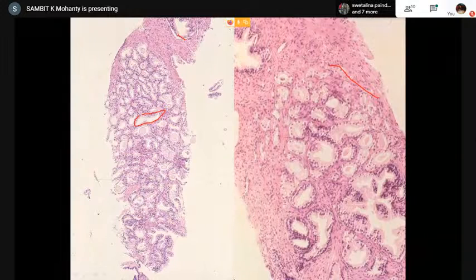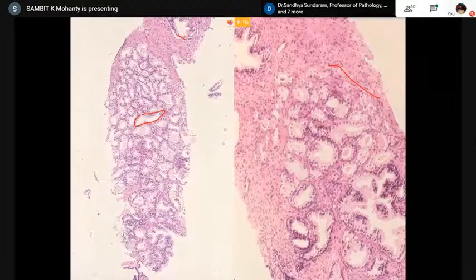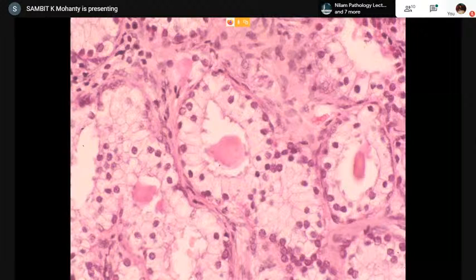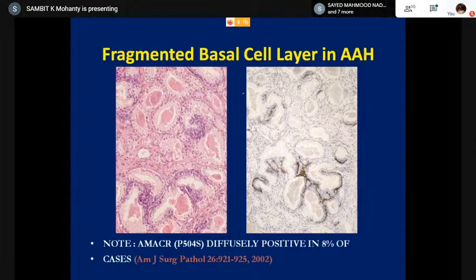The nuclear character of this gland and the nuclear character of these glands are different. And this is again adenosis: you see this clear cytoplasm, the nucleus is more hypochromatic, and you do not see nucleoli that frequently. And there is a layer of basal cells. Fragmented basal cells are seen in atypical adenomatous hyperplasia, which creates a problem. And AMACR can be diffusely positive in over 10% of cases of atypical adenomatous hyperplasia. So you have to do both stains to come to a diagnosis, but again, morphology.